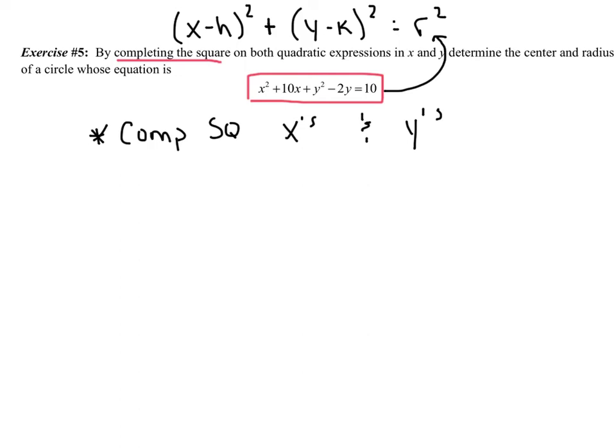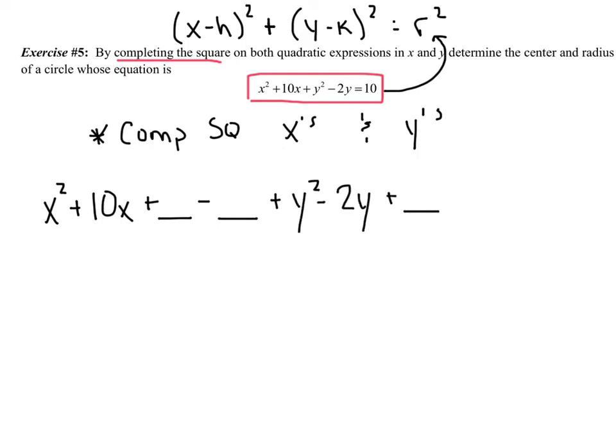So here's what I've got. I'm going to take the first two terms, x squared plus 10x, and then I'm going to add a perfect square, and subtract that same perfect square. Then we'll pick up where we left off after the 10x. We've got plus, don't forget that plus, y squared minus 2y, and then I'm going to add a perfect square and subtract a perfect square, and then, of course, the whole equation is equal to 10.